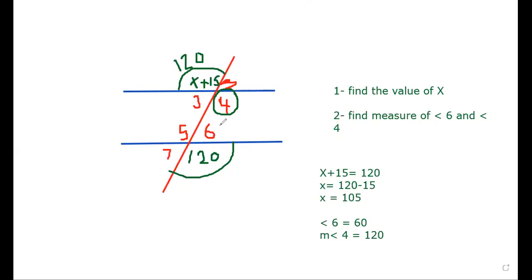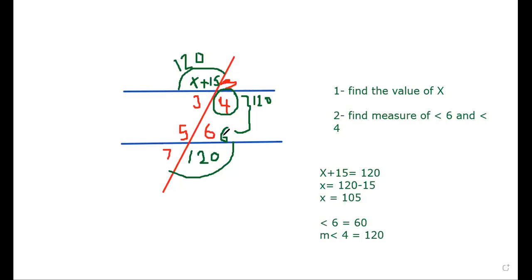And then also we can say that those two together, because we have different types to solve the same question, are same side interior angles. So this one now equals 120, and both should equal 180, which means the second one, this one, will be equal to 60.